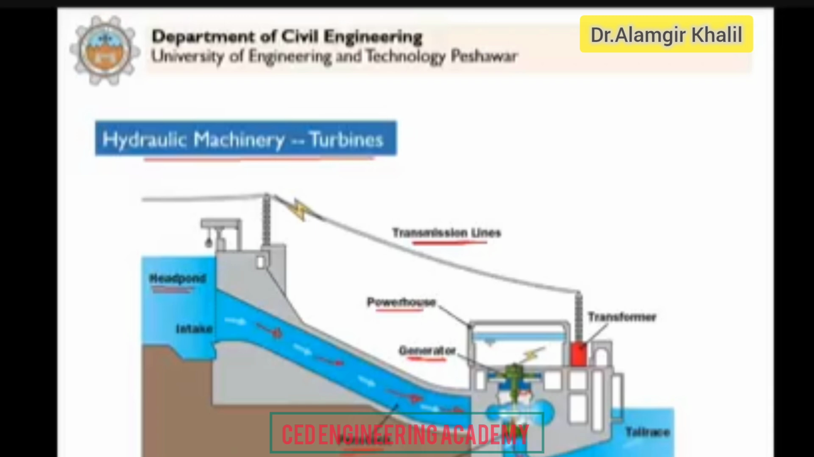So this water, after passing through the turbine, flows through this pipe, which is known as the draft tube, and then it joins the tail race, the downstream water. So as you can see, this turbine is an essential component of the powerhouse. That's why we need to study and understand the turbines.